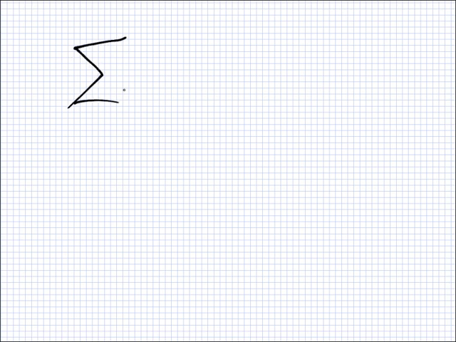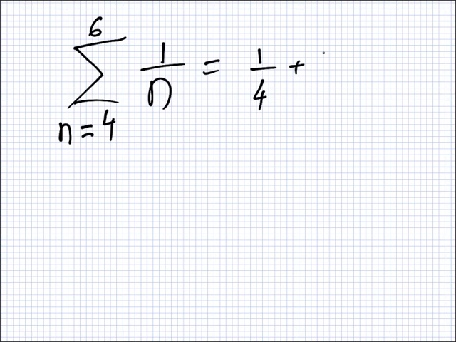Does anybody know what this symbol means? Yeah, what does it mean? It means sum. Okay. And here's the structure. Down the bottom here is where you start. So for example, maybe I say to start at 4. And on the top here is where you finish. For example, maybe I say to 6. And then what goes in here? It's the formula. So this would mean 1 over 4 plus 1 over 5 plus 1 over 6. Can you see that? You're starting at 4 and you're finishing at 6 and you put those numbers into the formula.